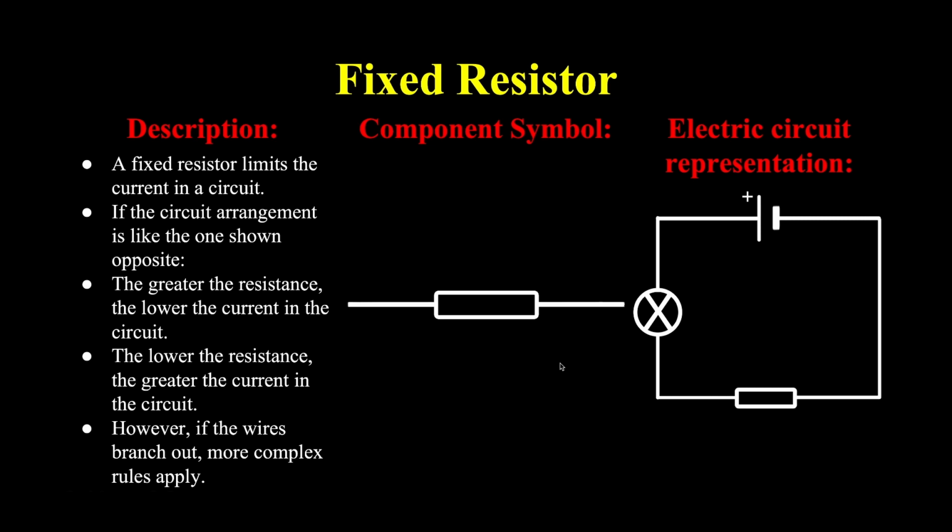And again, you can lower the resistance by using fewer resistors or using resistors with lower resistance. However, if the wires branch out like this, more complex rules apply. And this is a representation of a fixed resistor in an electric circuit.